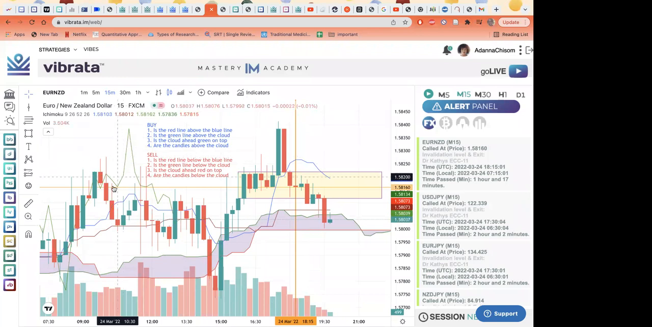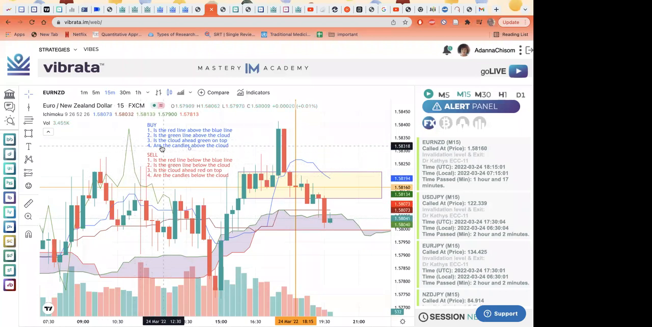Now, the green line here is this one. You guys following? See, this one, this one, this one. That's the green line, right? So the question is: is the green line above the cloud? Okay, in this case, yes, the green line is above the cloud.